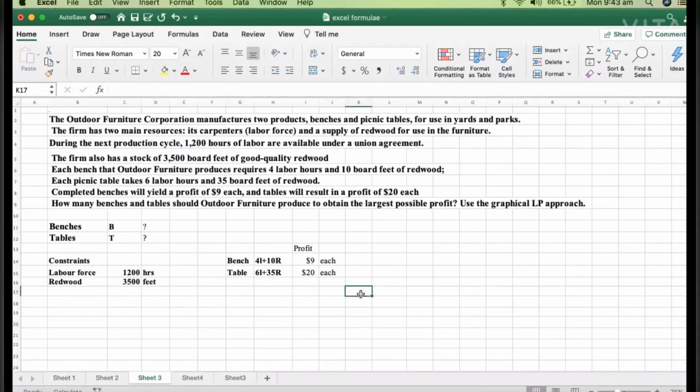The next one, use the graphical linear approach. Okay, linear programming approach. So this is the information that we will use for finding out the values for benches and tables, and the maximum profit should be there for both of them.